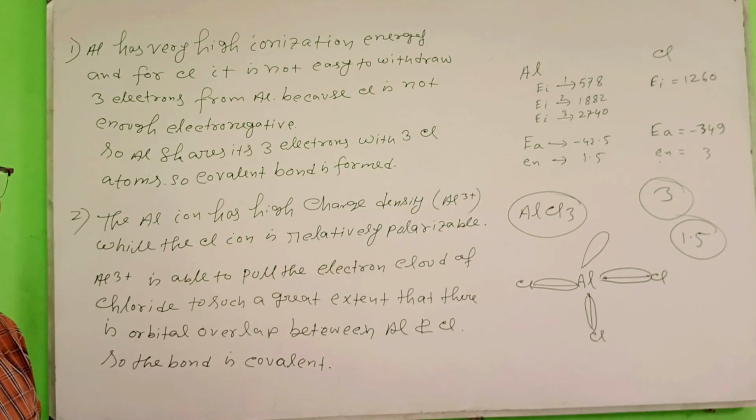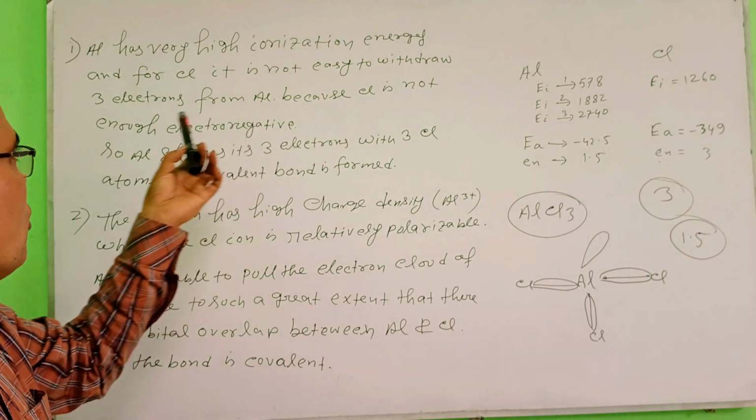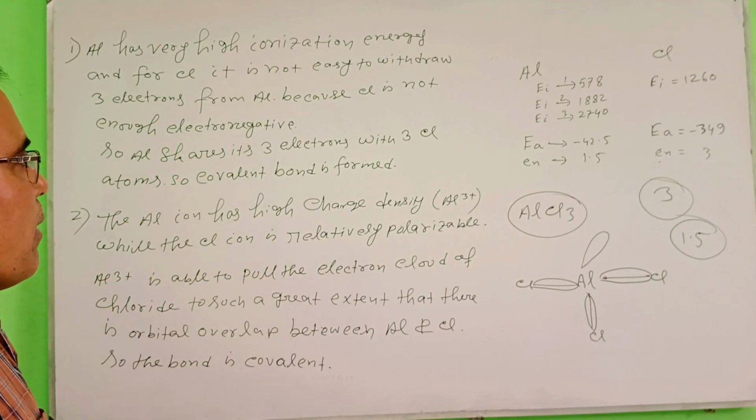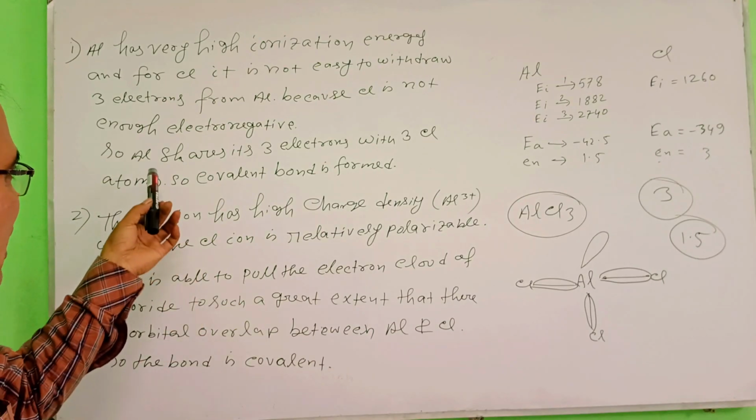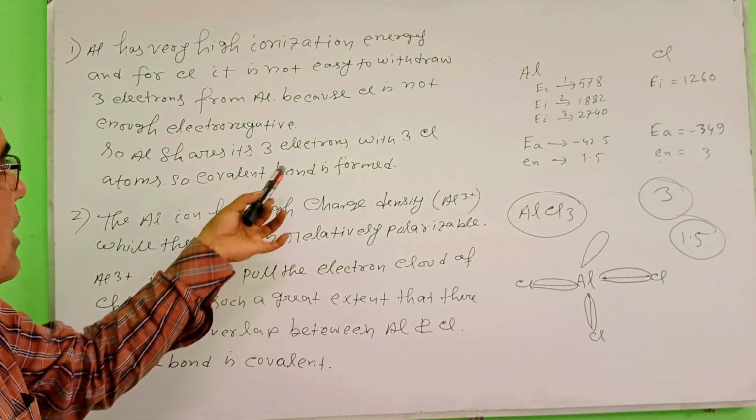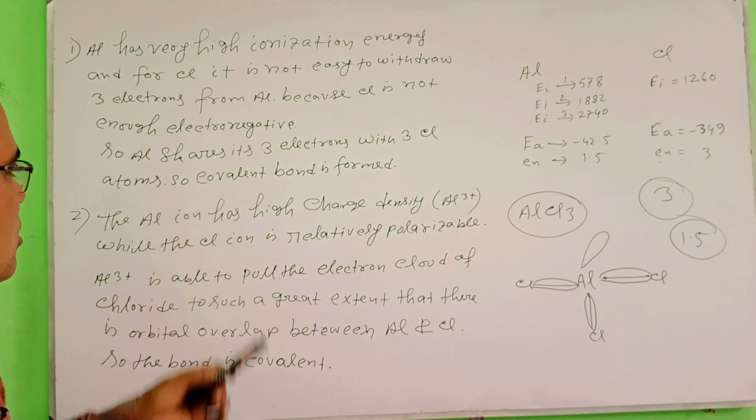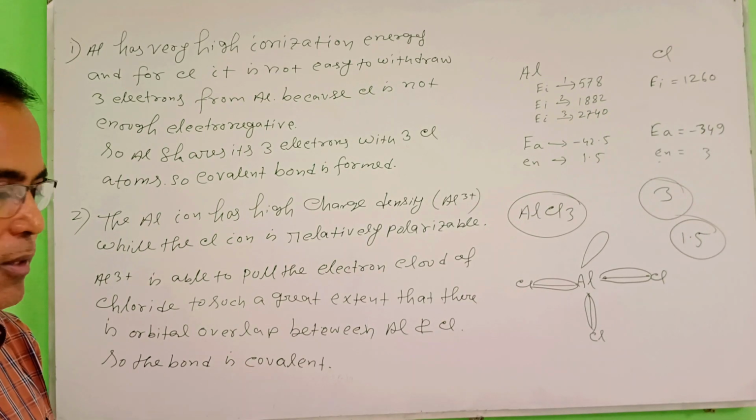And for chlorine, it is not easy to withdraw 3 electrons from aluminium because chlorine is not electronegative enough. So aluminium shares its 3 electrons with 3 chlorine atoms, so a covalent bond is formed.